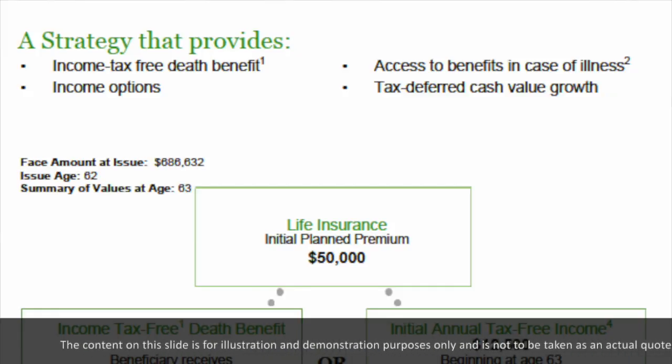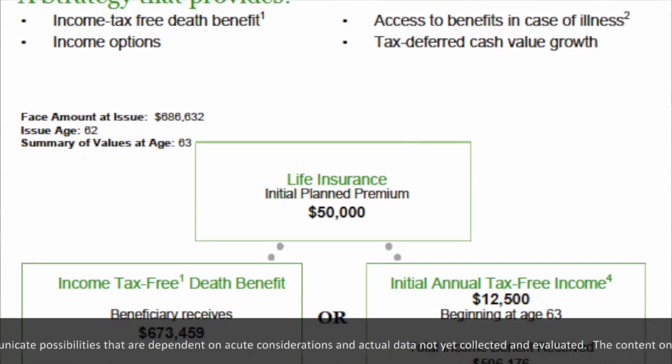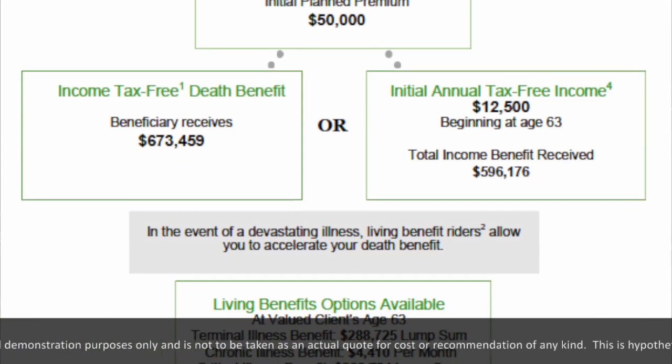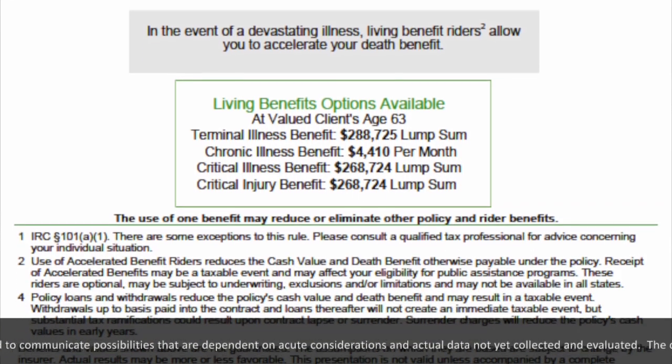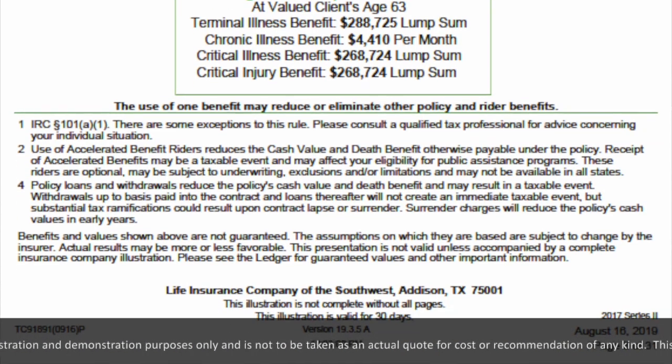So now when you get to this page of the illustration, it says it's a strategy that provides income tax-free death benefit, income options, access to benefits in case of illness, and tax-deferred cash value growth. Remember, the first thing that you want to do is reference those footnotes, number 1 and 2. So I'll throw those on the screen for you. You can press pause and actually read them, and then you can press play so you can continue with me.